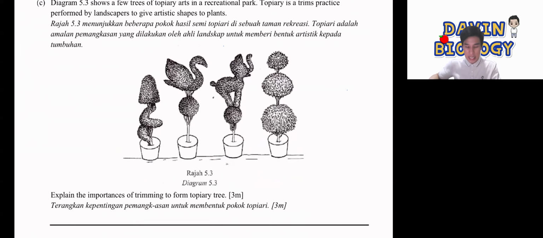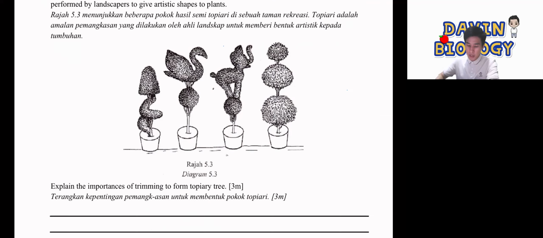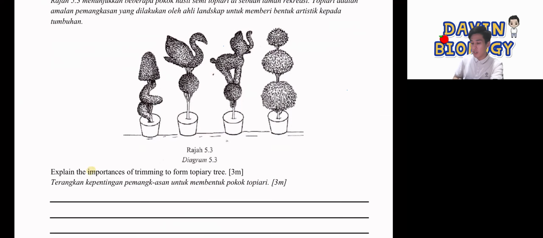C. They say there are these kinds of bushes, right? They have different kinds of patterns, I mean, in this kind of botanical recreational park. So the main question here is they ask the importance of trimming them to form this topiary tree. Topiary trees are these kinds of pattern bushes. Right. Number 1, what do they do here mainly? It is by cutting the tip of the plant.